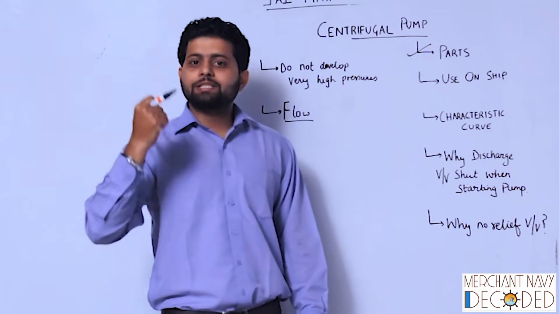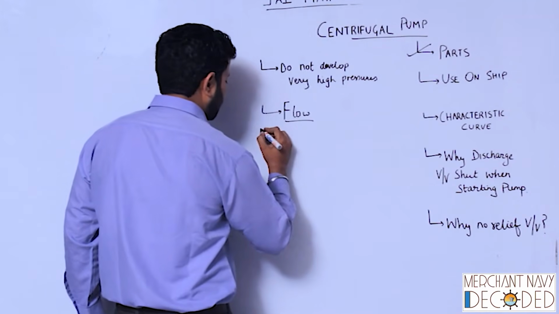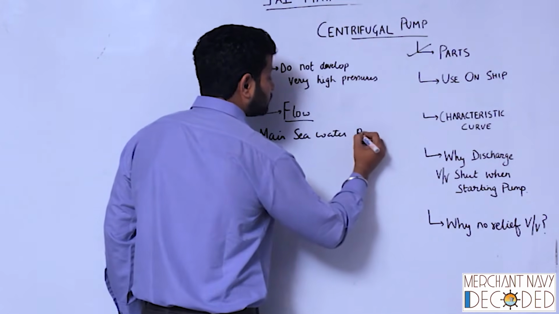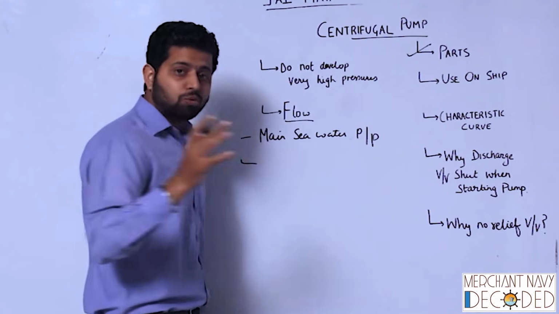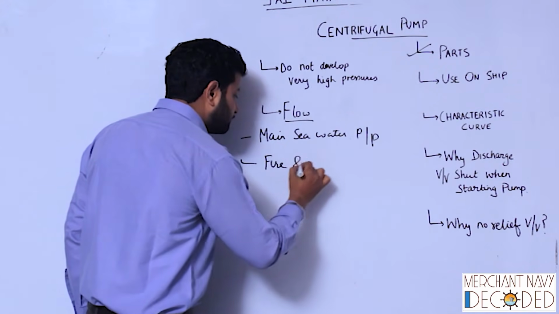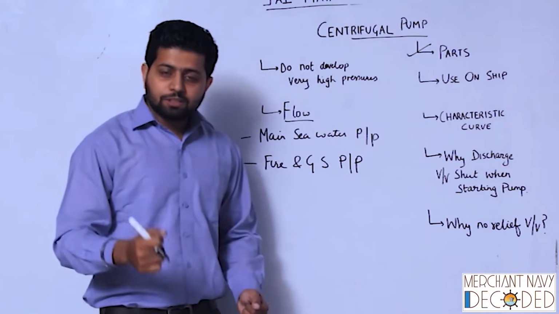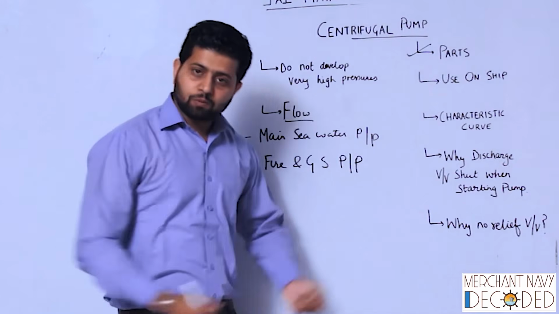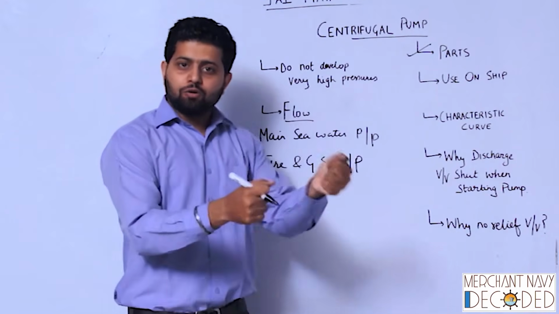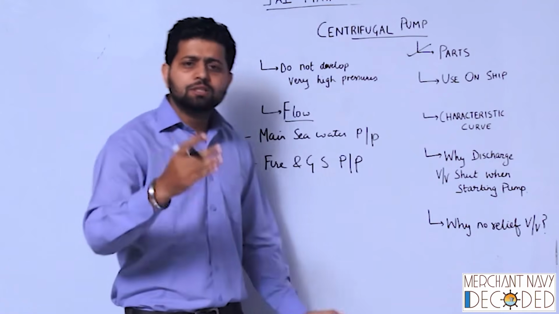So when I talk about the main seawater pump and the fire and GS pump: the main seawater pump is basically for circulation of seawater for cooling purposes. Fire and GS pump. What's a fire and GS pump, guys? It is the pump with which, in case there is a fire on deck, we can provide water in the hose on the fire line. Right? So you need a lot of flow because there are so many hydrants connected on the ship, and it is used normally for general service as well.